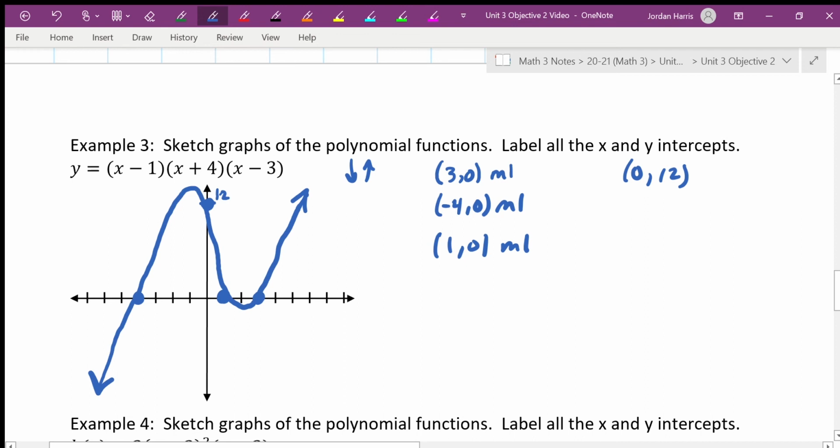Notice I am not having a sharp turn ever. You can't have sharp turns. You can't come to a point. It is a nice curve. It should look like parabolas connected to each other every time.